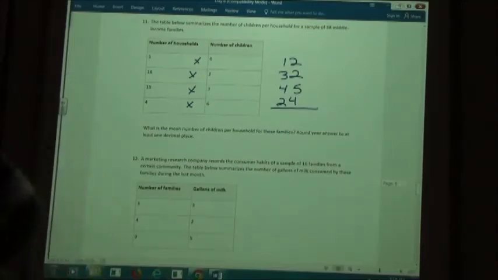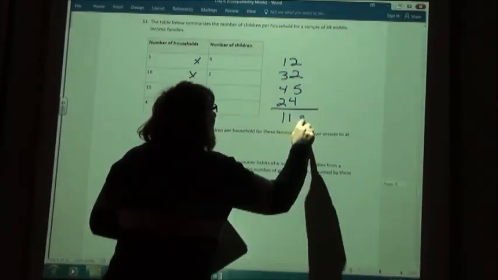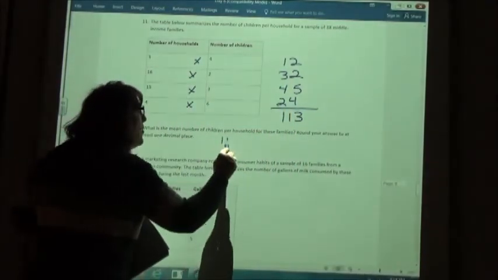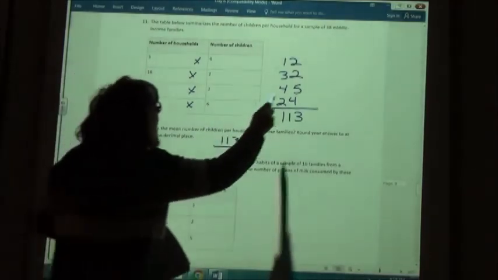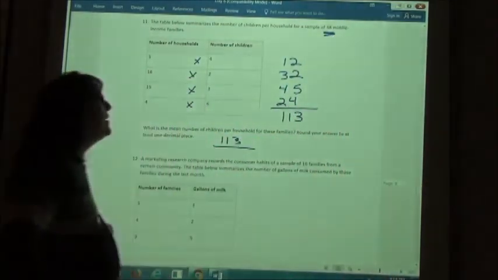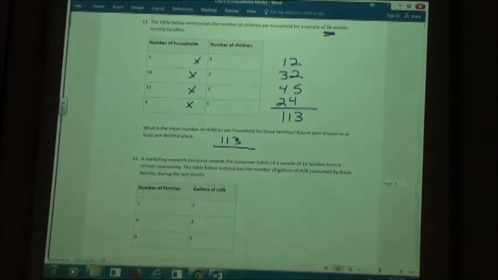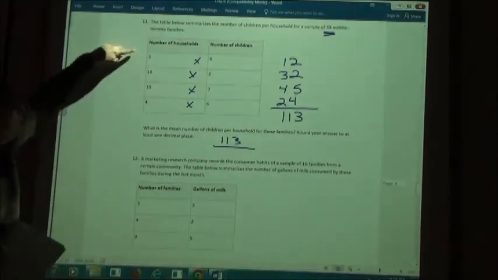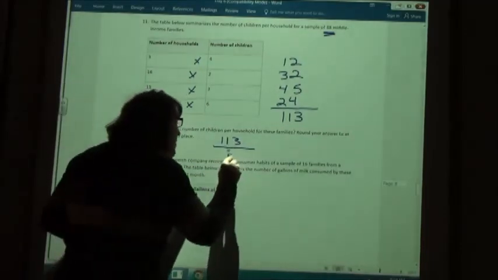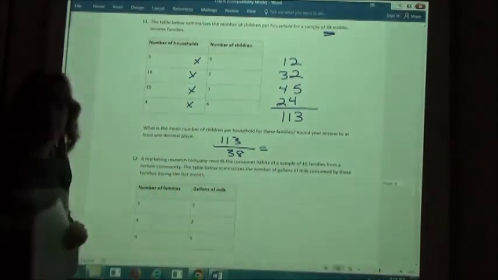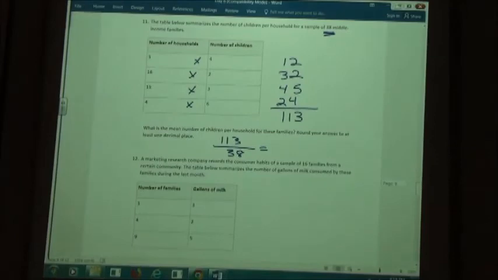You got what? 113. There we go. 113. We're going to take that total of 113 divided by the total number of households that we had. In this case, it tells us 38. If they didn't tell us the number of households, we'd have to add those together, but I think most of the time they're nice and tell you what that number is. 113 divided by 38.